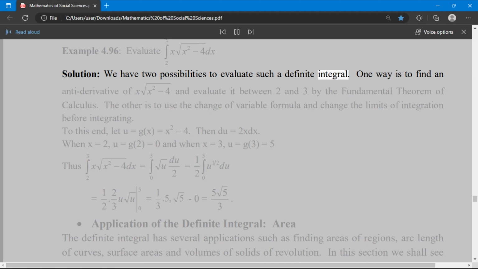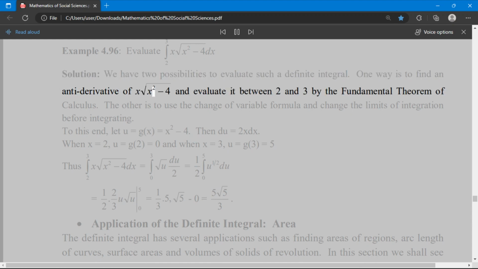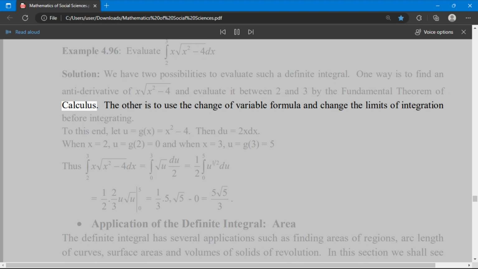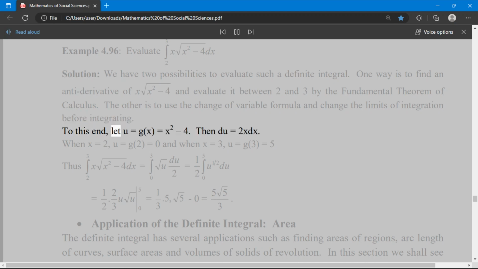Solution: we have two possibilities to evaluate such a definite integral. One way is to find an antiderivative of the integrand and evaluate it between 2 and 3 by the fundamental theorem of calculus. The other is to use the change of variable formula and change the limits of integration before integrating. To this end, let u = g(x) = x² − 4.